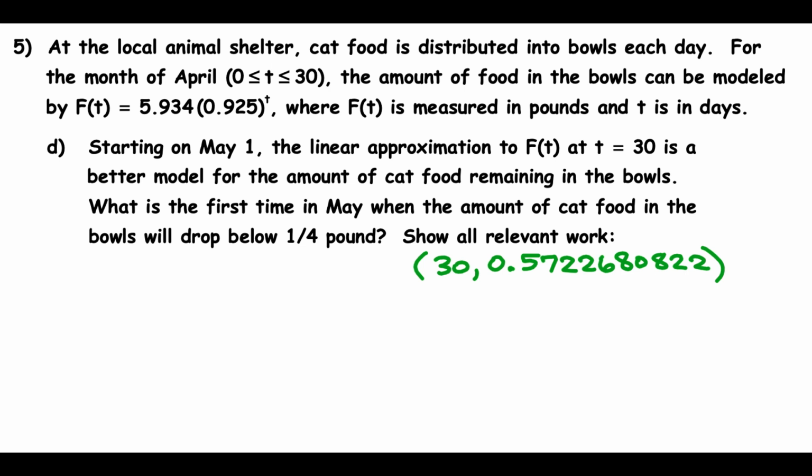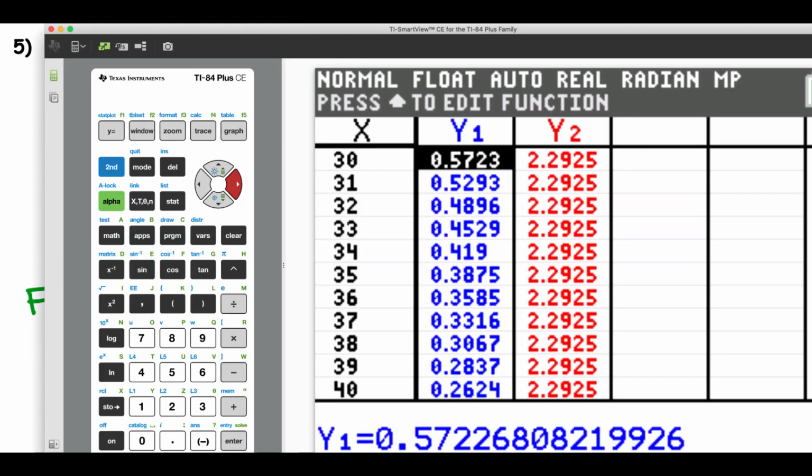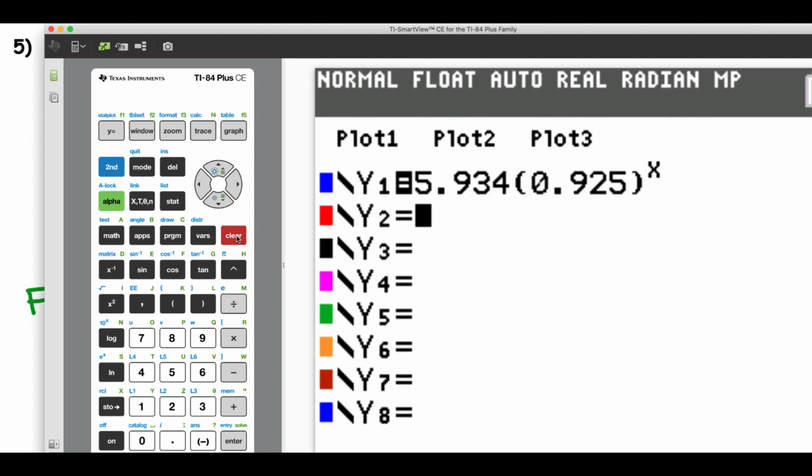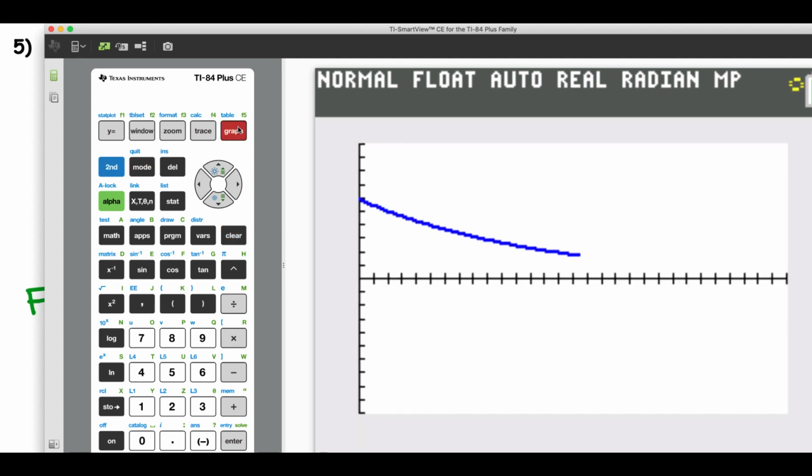Now let's find the derivative there as well. Let's go f prime of 30 and see what that is. Again, this cat food amount has been dropping, so my thought is it's probably going to be negative. The calculator will help us here. We already have it graphed. Let's get rid of the silly second red graph. We don't want that in the way. Okay, here's the graph.